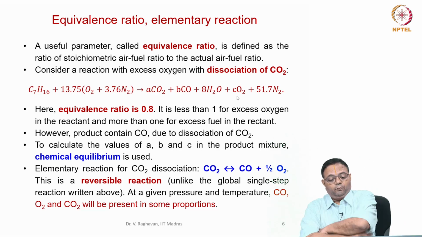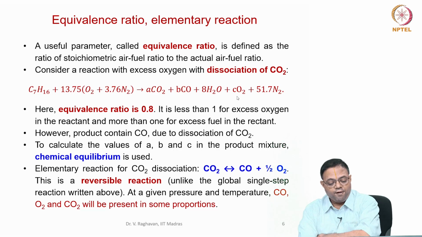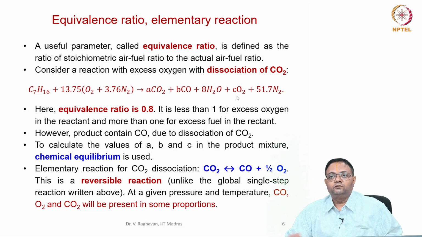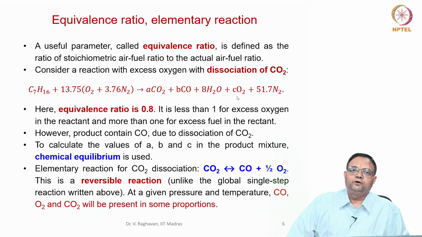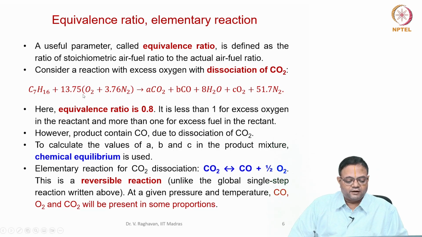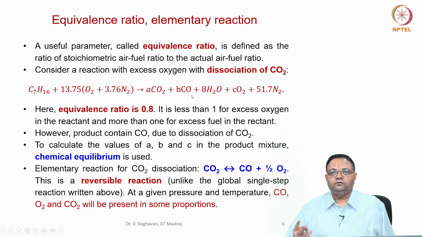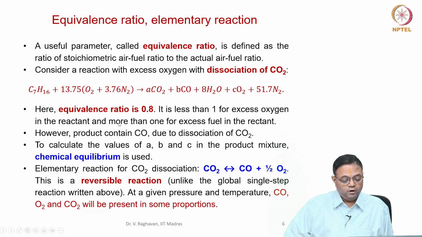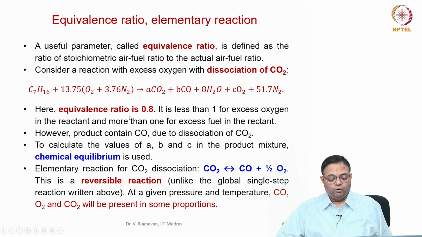To understand, when there is a dissociation, it is not easy for us to just consider one equation and finish it, because there are three unknowns in this equation and only two equations we can generate from the atom balance. So nitrogen is straight away conserved, hydrogen is straight away conserved. So only carbon and oxygen balances come in, which give us two equations, but we have to solve three unknowns. Okay, so in this case 11 by 13.75 will be the equivalence ratio.